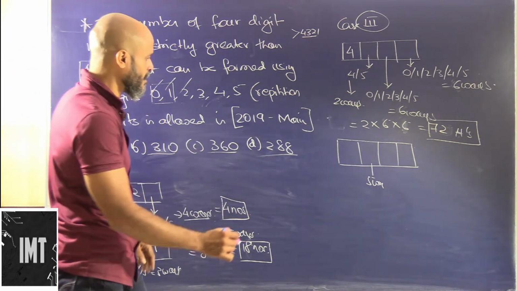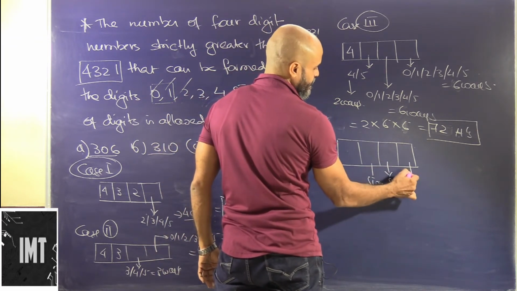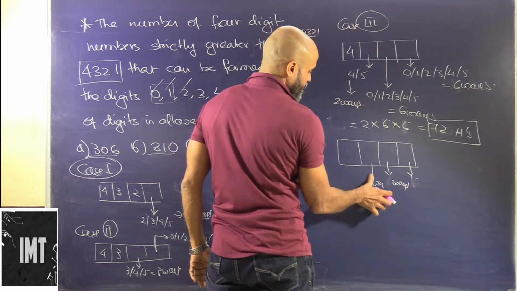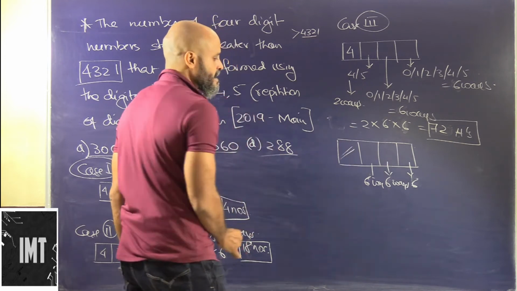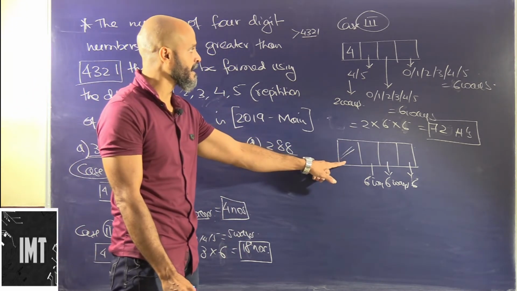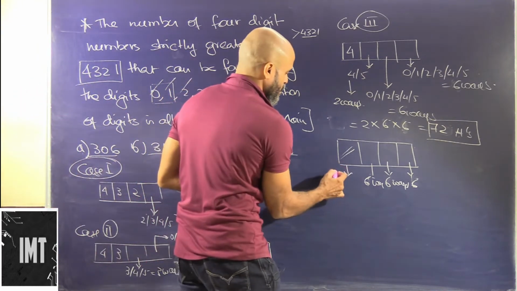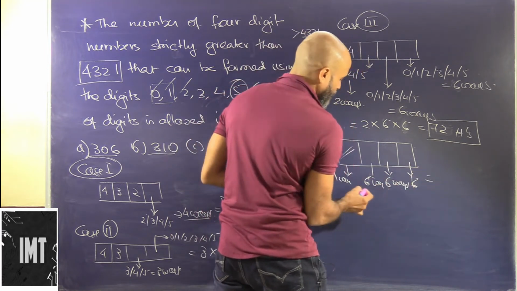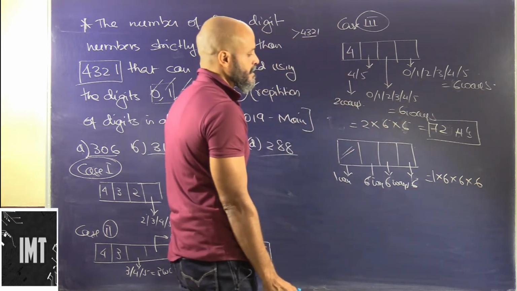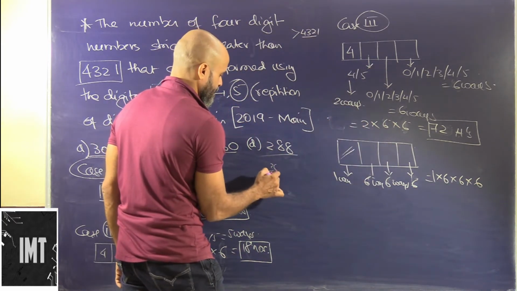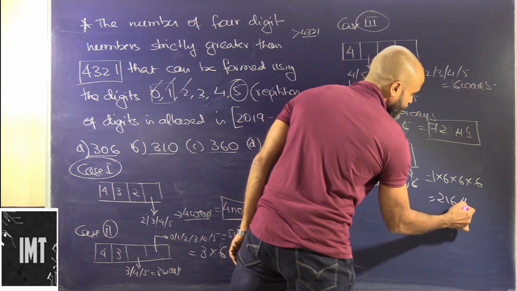Now how many ways can we fill this? Repetition is allowed. So 6 ways here, 6 ways here, and 6 ways here. How many ways can we fill a digit here so that it is greater than 4321? We only have 1 digit out here, so this is just 1 way. So the number of ways that will be possible here is 1 into 6 into 6 into 6. That's 6 6s are 36, 36 into 6, 216 ways. So this will be 216 numbers.